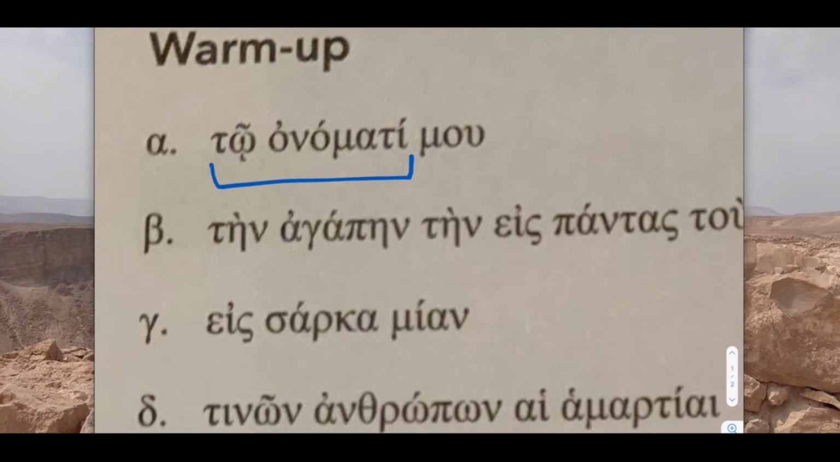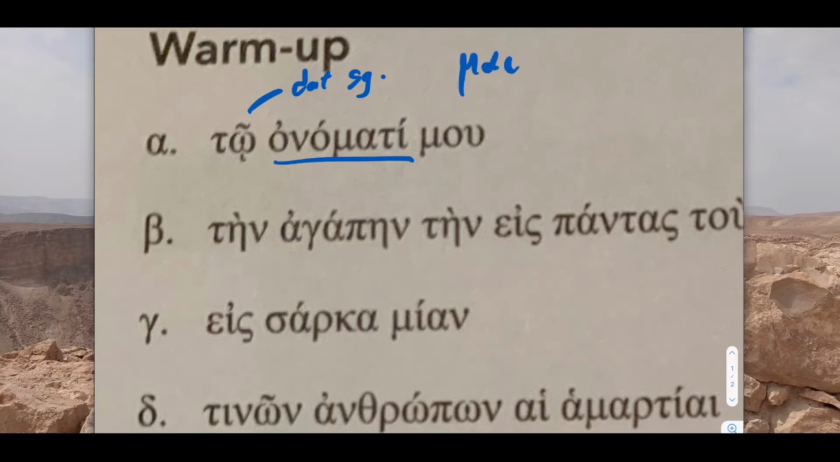Well, if you know your definite article work, you know this is a dative singular, isn't it? Dative singular. And then we have onomati. What we learn in chapter 10 is the mat stems. So that's what we see here.